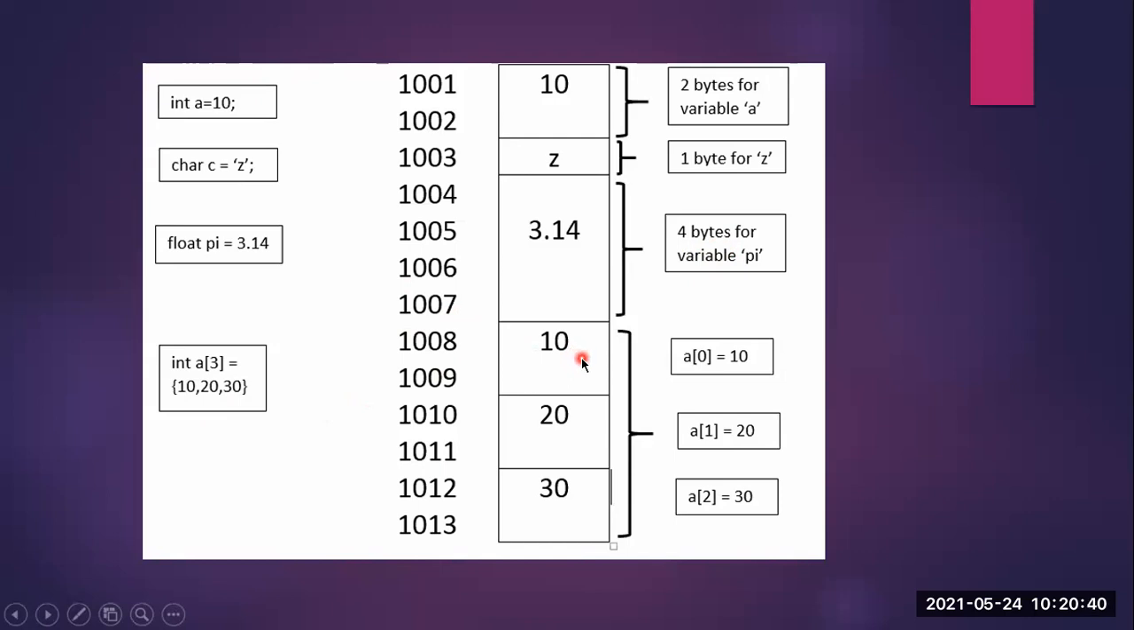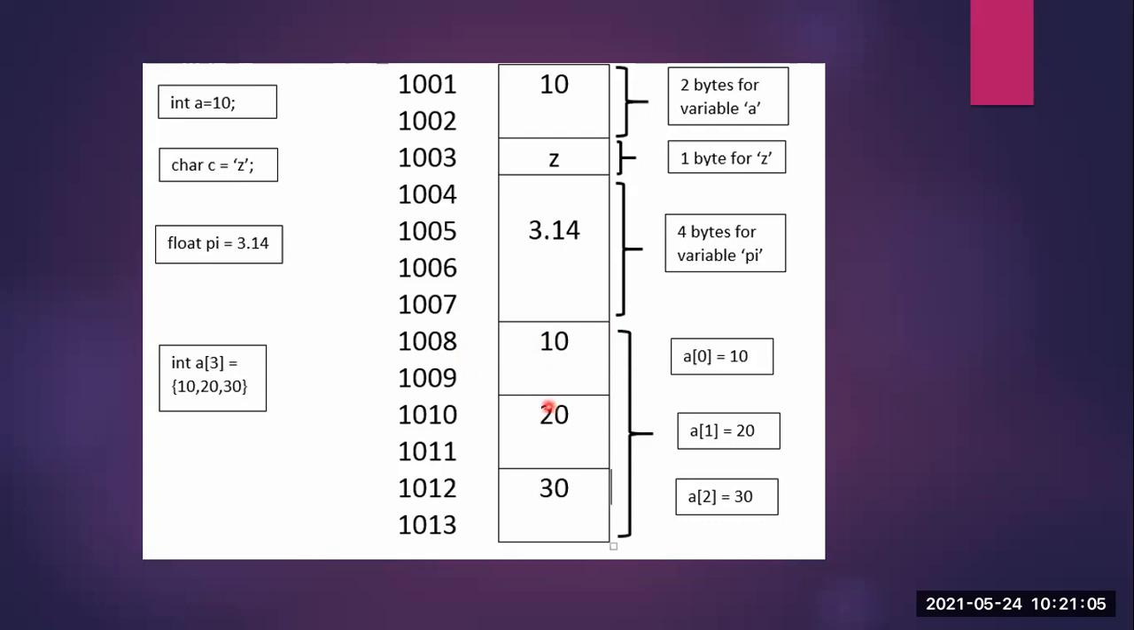So now you can see the first value in the array, at the index A of 0, is the value 10. At A of 0, we have the value 10. So the allocation is going to start from 1008. And since it is of type integer, these 2 bytes, this one block, is allocated to the value 10.